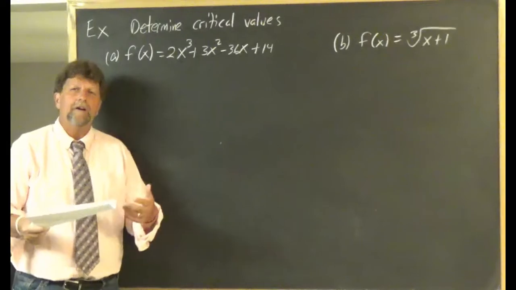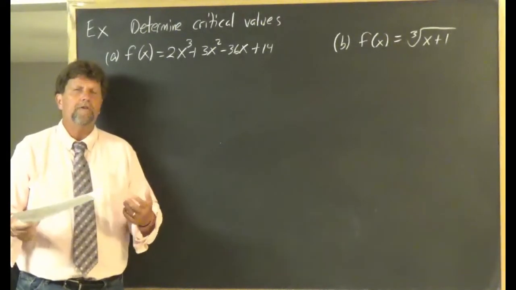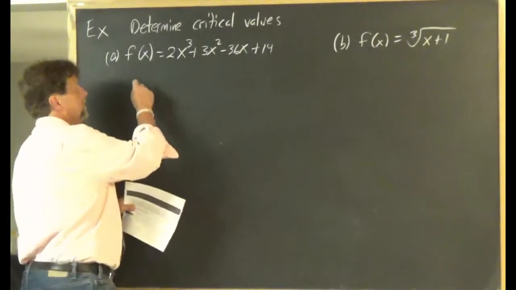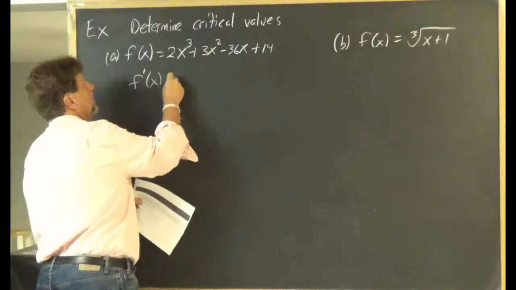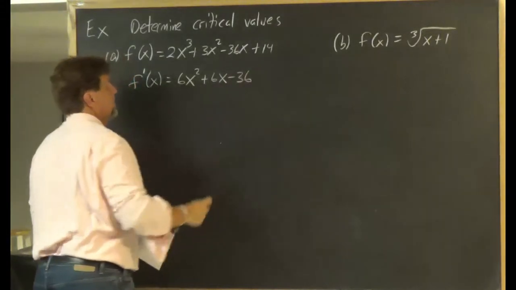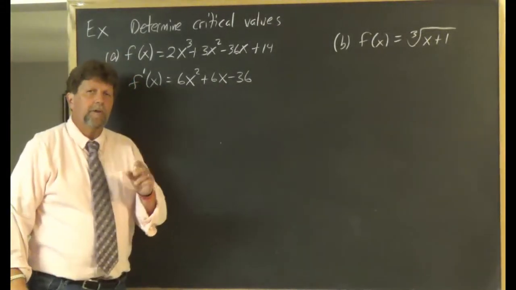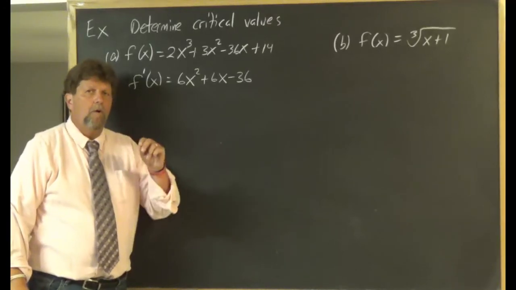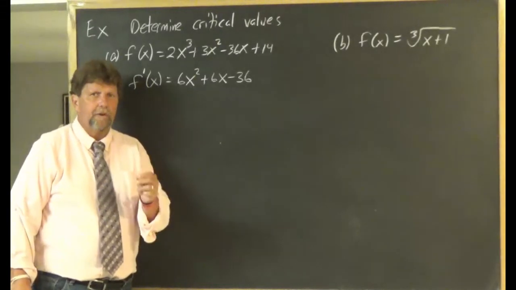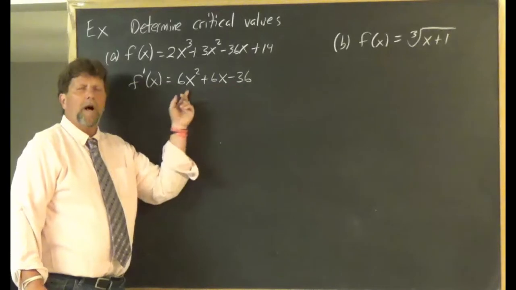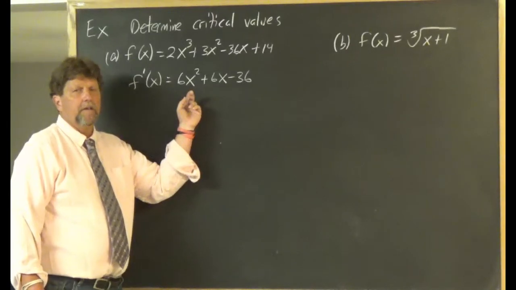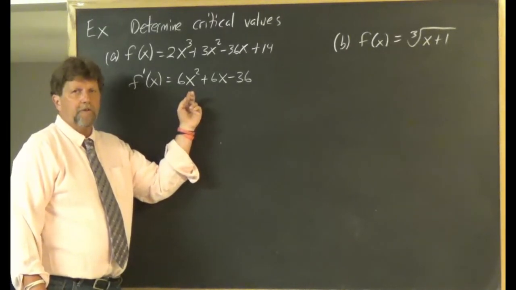So in general, critical values occur where the derivative is 0 or the derivative is undefined. So the first thing we should do is find the derivative. So the derivative is 6x squared plus 6x minus 36. Okay, now we need to determine where does the derivative equal 0 or where is the derivative undefined. Let's quickly do the undefined case first. The derivative is a quadratic. It's a polynomial function. We know it's defined everywhere. So there are no values of x where the derivative is undefined.